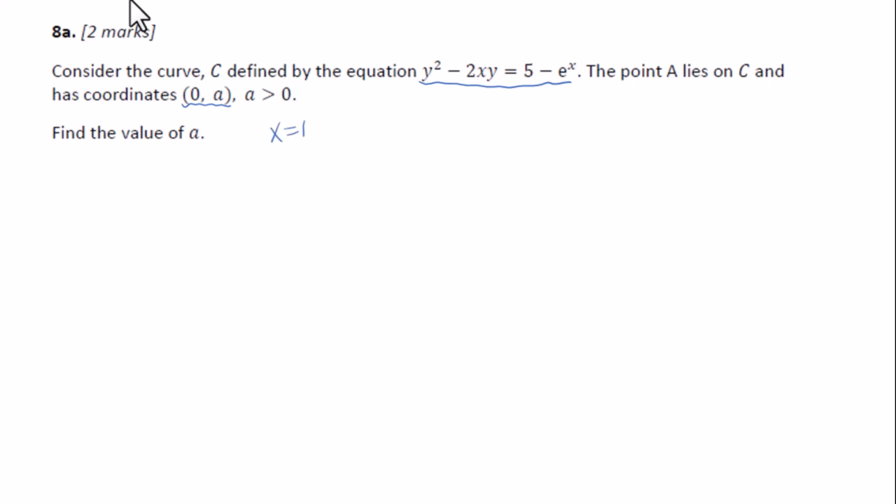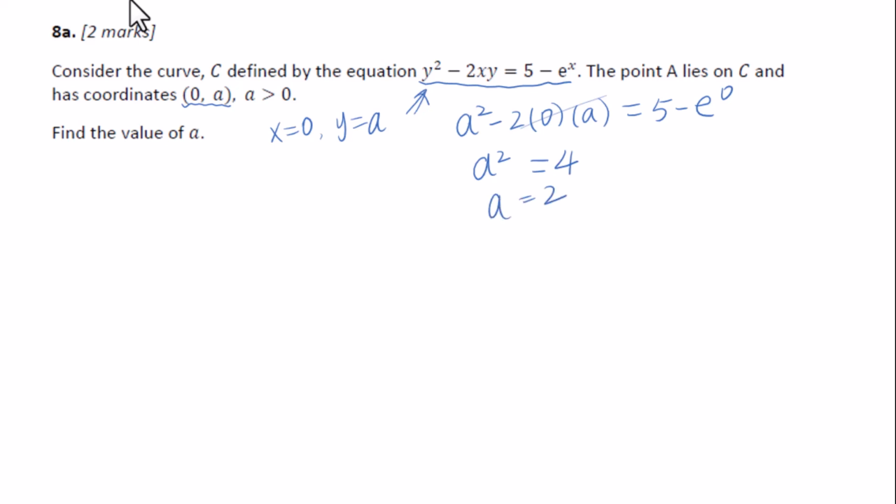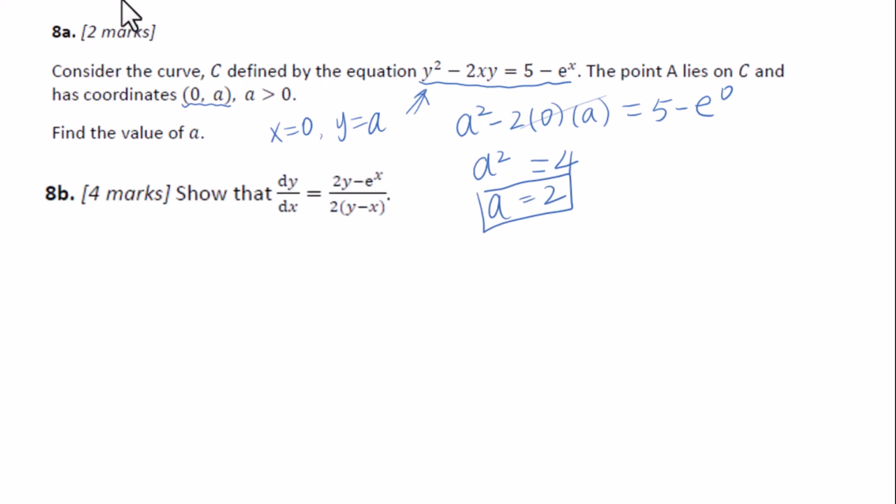So we know x equals 0, y equals a. Do the substitution. We will get a squared minus 2 times 0 times a equals 5 minus e to the 0 power. A squared minus 0 equals, e to the 0 power is 1, 5 minus 1 is 4. So a equals 2, because a is positive.